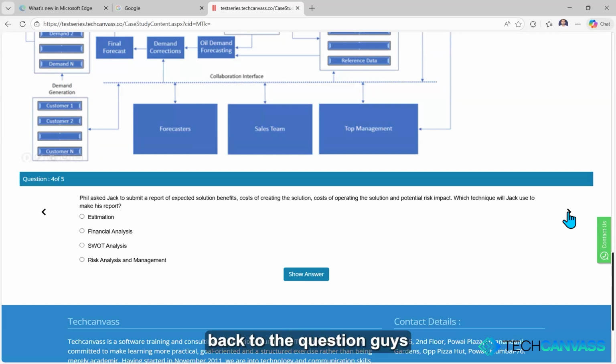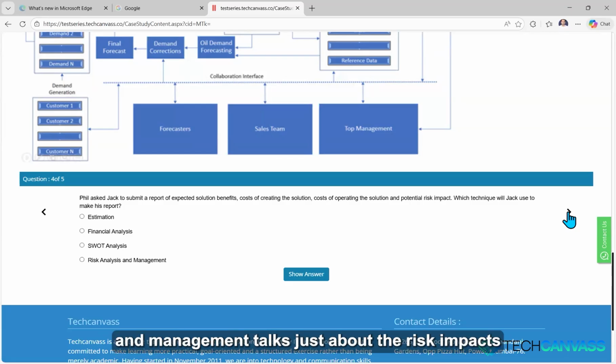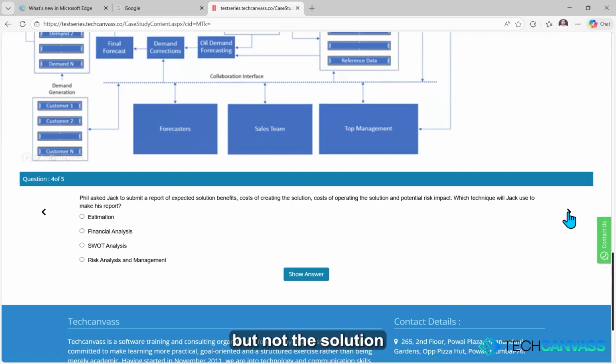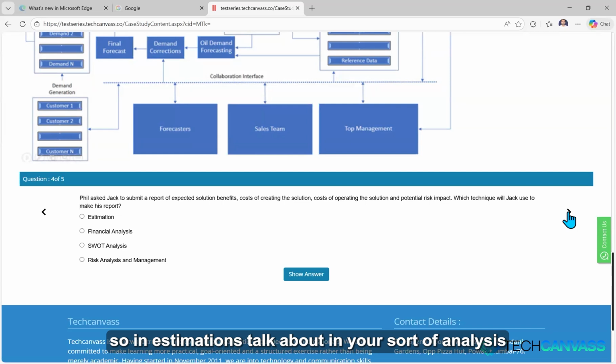Okay, back to the question, guys. What do you think? I think we can eliminate SWOT analysis because that talks about different aspects of a solution, but not the financial aspect of it. And risk analysis and management talks just about the risk impacts, but not the solution costs and creating costs and all that. So estimations talk about.